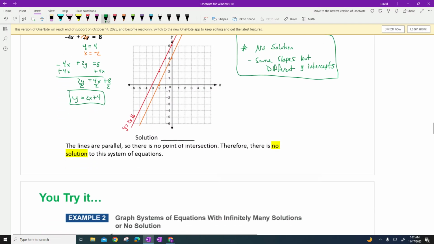So down here for our solution, there is no solution. There is never going to be a place where those guys cross. That's what no solution means.